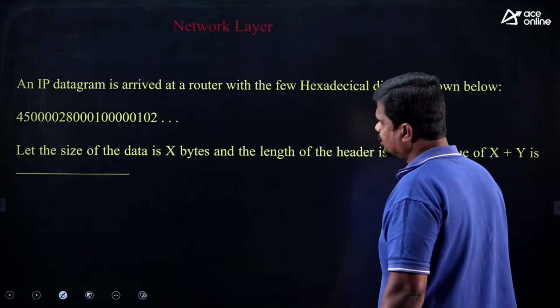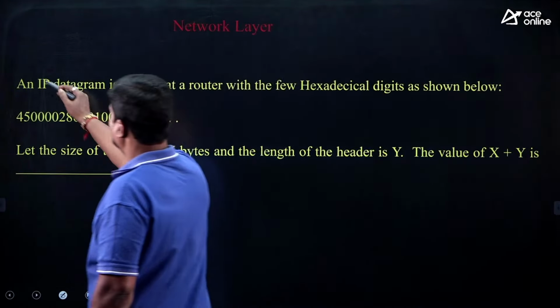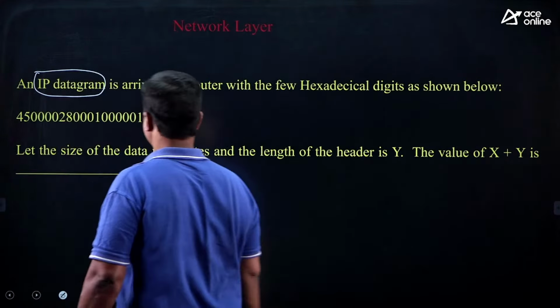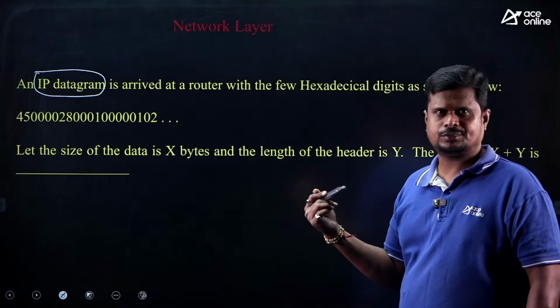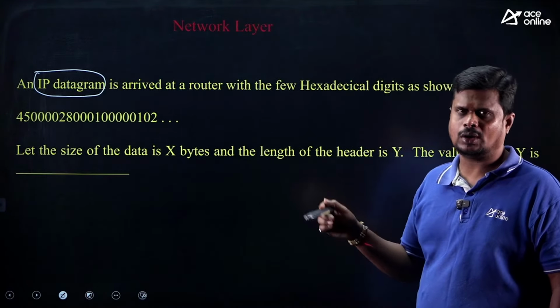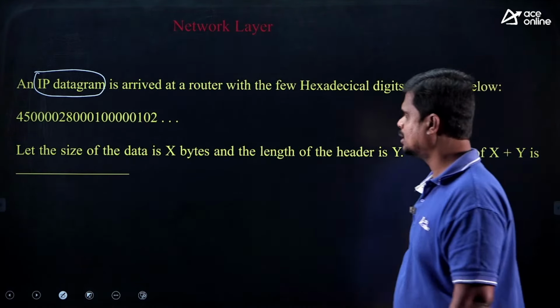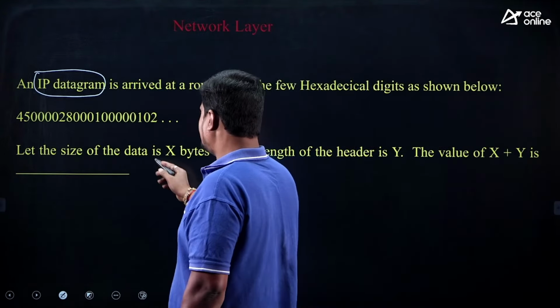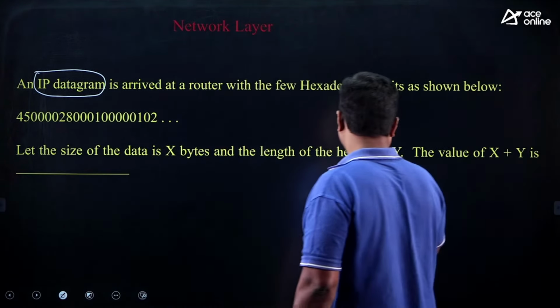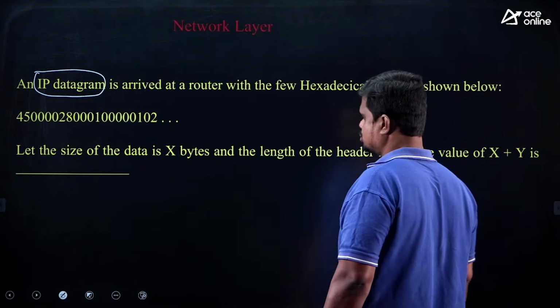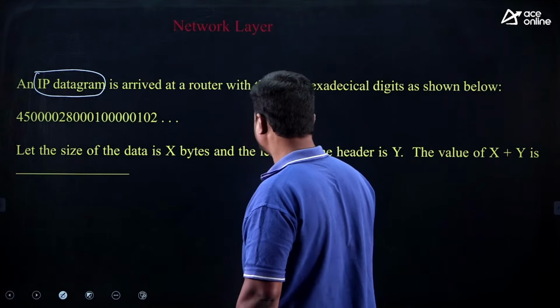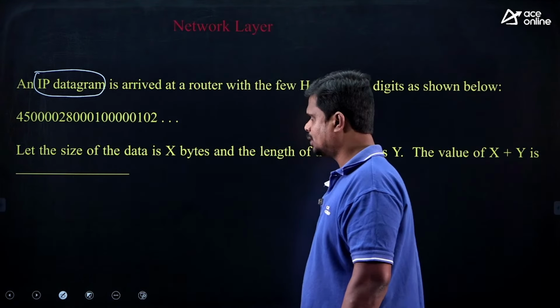So this is about the IP datagram. In order to solve this kind of question, we need to have a thorough idea about the whole IPv4 datagram header format. So let the size of the data be x bytes and the length of the header be y bytes, then what is the value of x plus y? It means it is speaking about the total length, right?